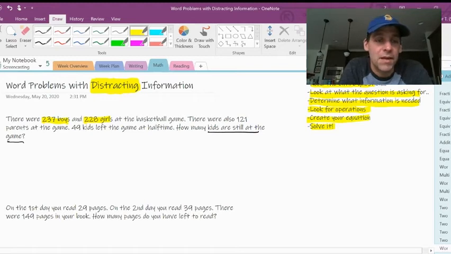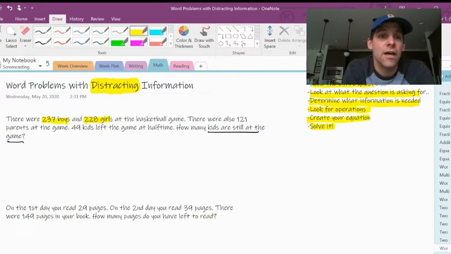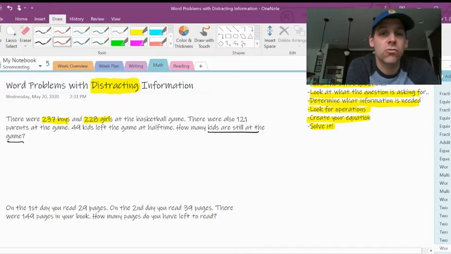There are 121 parents. Well, if I'm looking for kids, parents are adults. I don't think that I need this, so I'm going to cross this out. Okay, parents don't seem to fit into that same equation. And then I have also over here 49 kids left the game. And how many are still at the game?